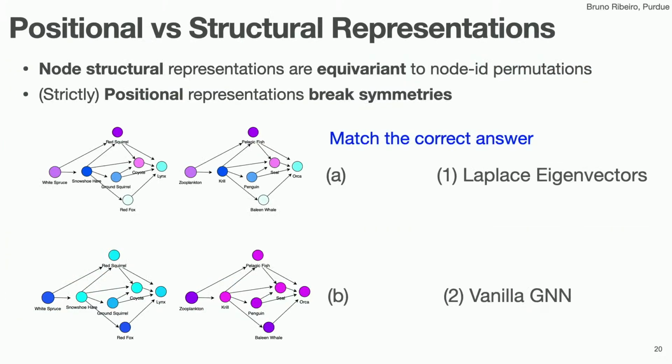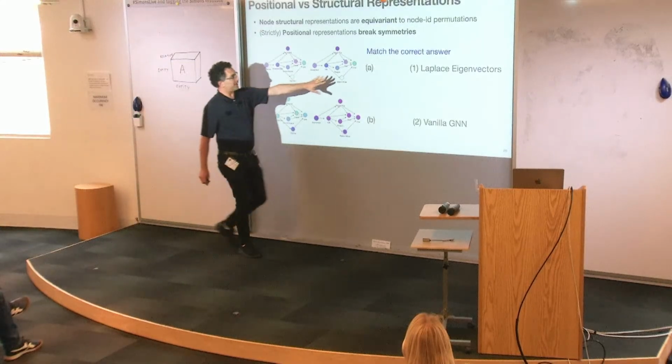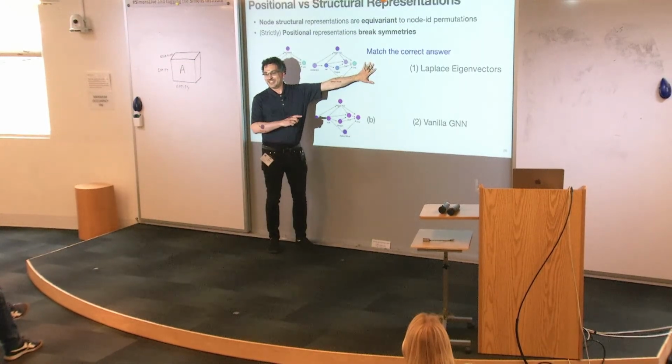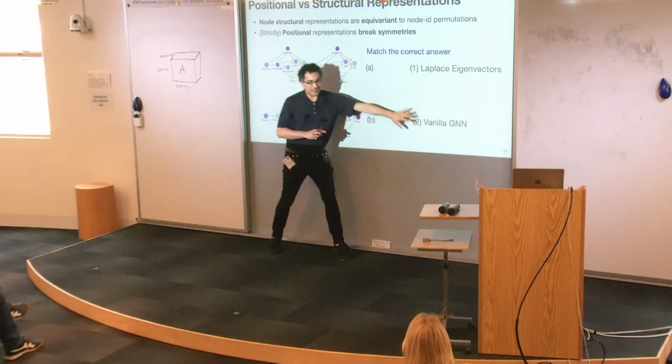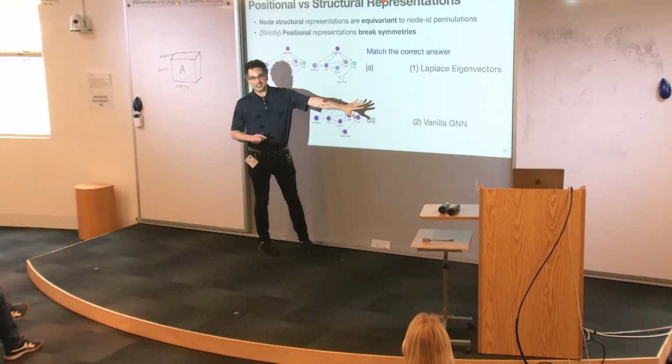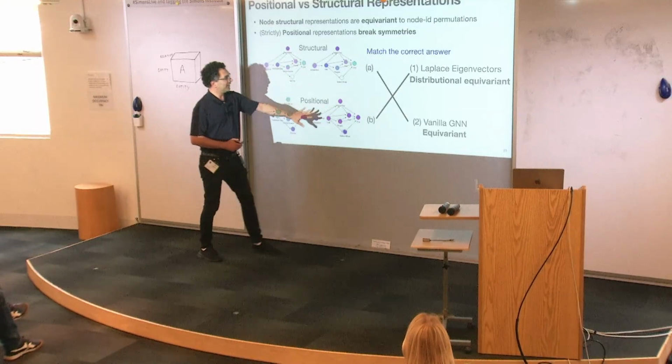And then I have a question. So there is a homework. And the homework is, okay, so this one, is it Laplace eigenvectors, or is it a vanilla GNN? And this one, is it Laplace eigenvectors or a vanilla GNN? By just the properties of GNNs, you should know. Yes? You can answer. A is what? Laplace? Vanilla GNN. We agree? No? Yes?